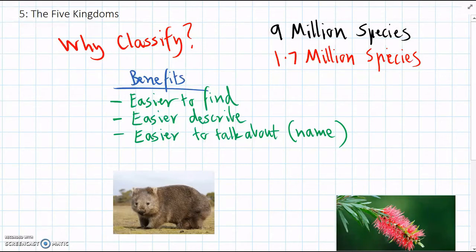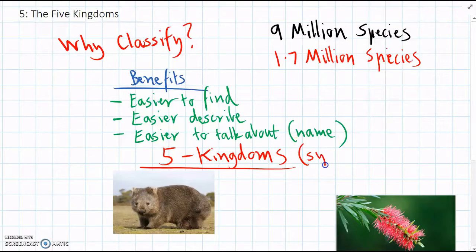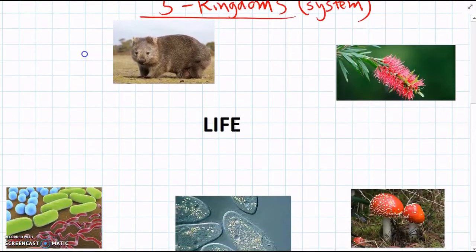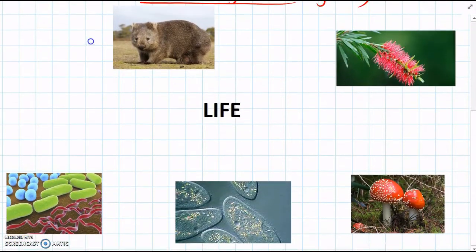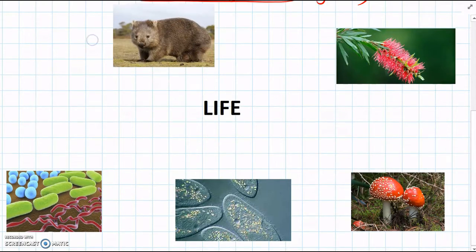So now we're going to look at one method that's really common for classifying or grouping living things. And it's called the 5 kingdoms, or the 5 kingdom system. And what it does is it groups every living thing into one of 5 different kingdoms of life. And we're going to go through each of the 5 kingdoms now to talk about the features that they have in common.